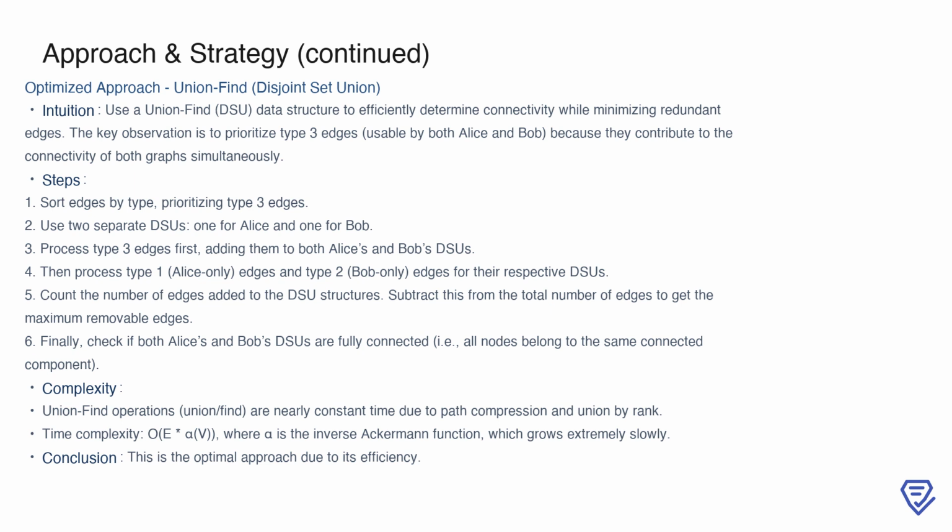By counting the edges added to the union-find structures and subtracting this from the total number of edges, we determine the maximum removable edges. Finally, the algorithm checks whether both graphs are fully connected, ensuring all nodes are part of a single connected component. The time complexity of this approach is O(E * alpha(V)), where alpha is the inverse Ackermann function, which grows extremely slowly. This makes union-find highly efficient and well-suited for the problem's constraints.